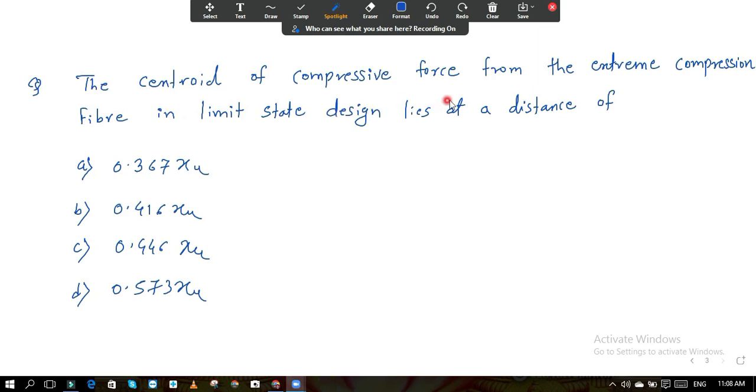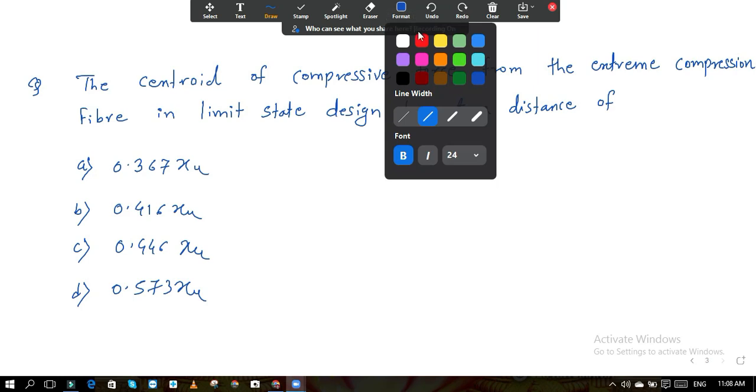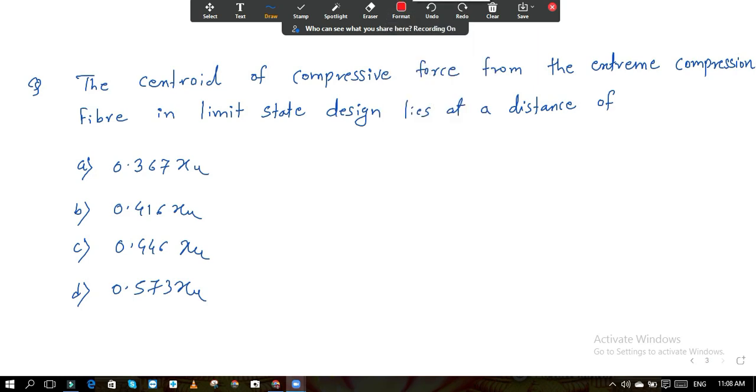The center of compressive force from the extreme compression fiber. So what is the center of the compressive force from the top, they have asked you, and these are the options given to you. So let me know the answer. What will be the correct answer of this question?